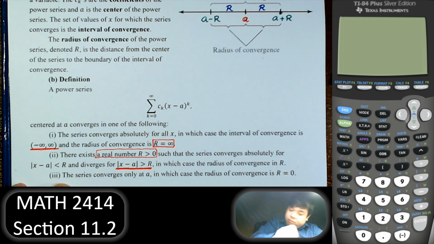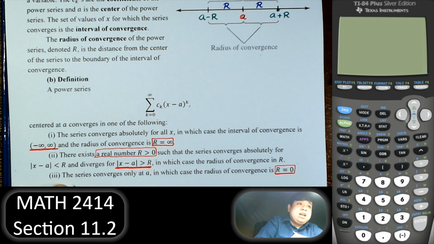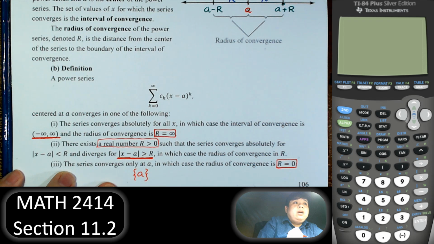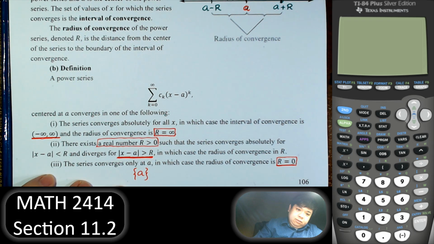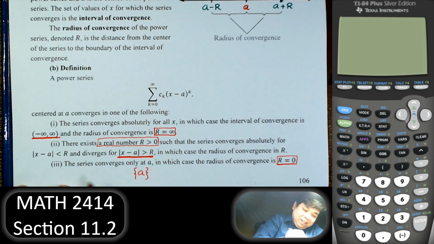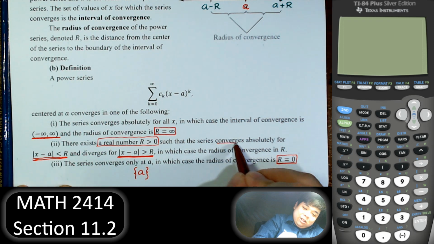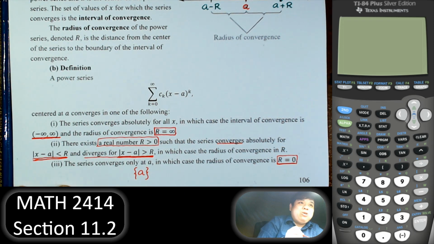And when we have r equal to 0, if the radius is equal to 0, then the series only converges at a, meaning that we only have one point for the interval of convergence. Sorry, I underlined the wrong one. It should be this one. It converges for that, and it diverges for that one, right?